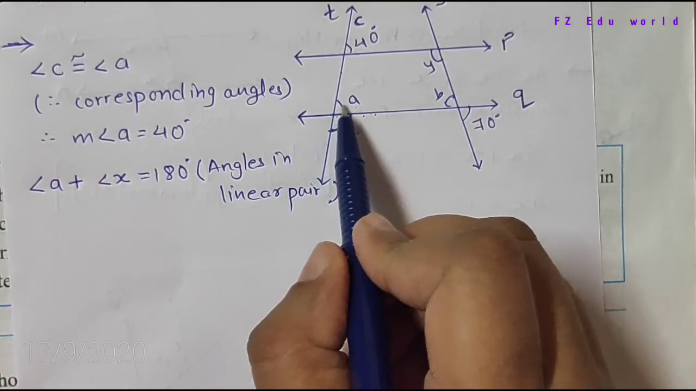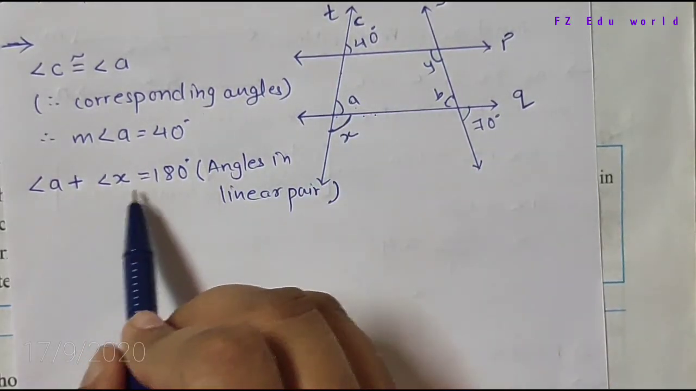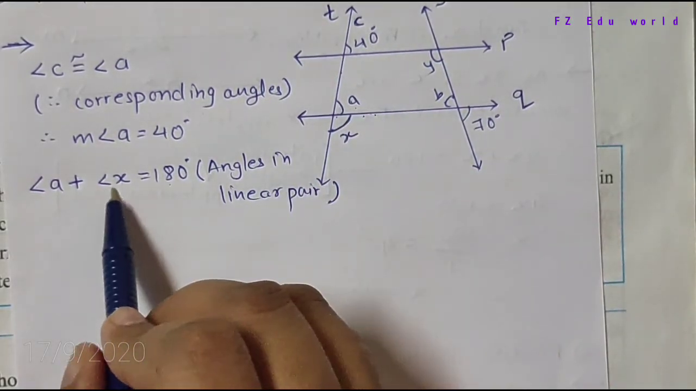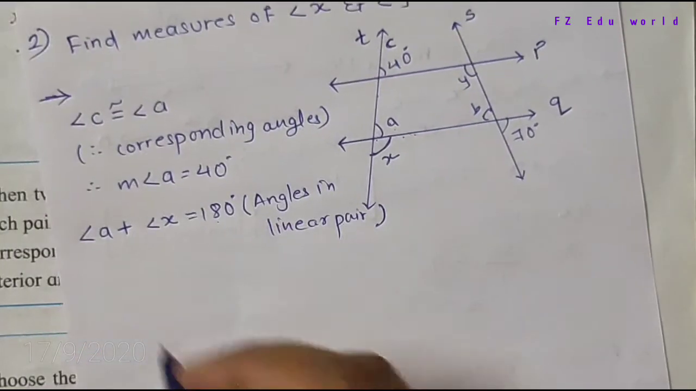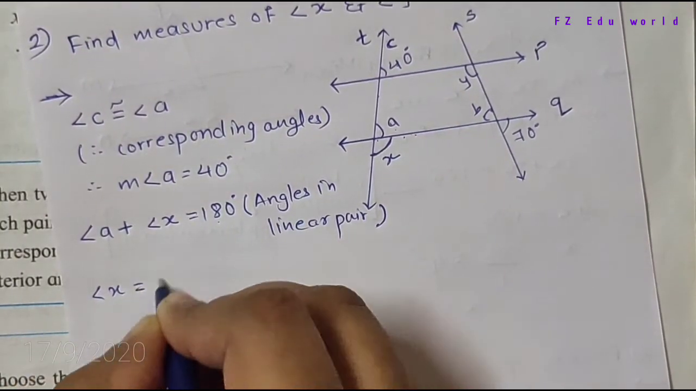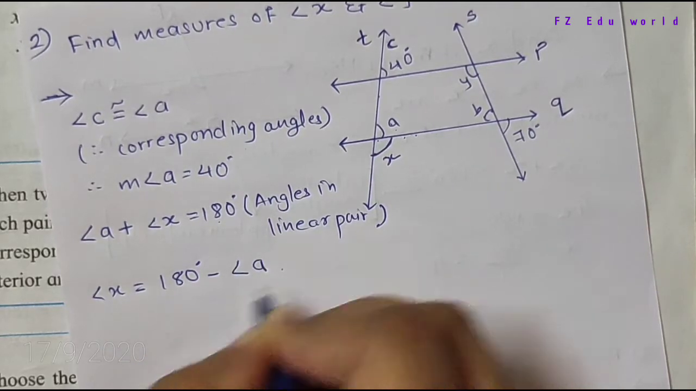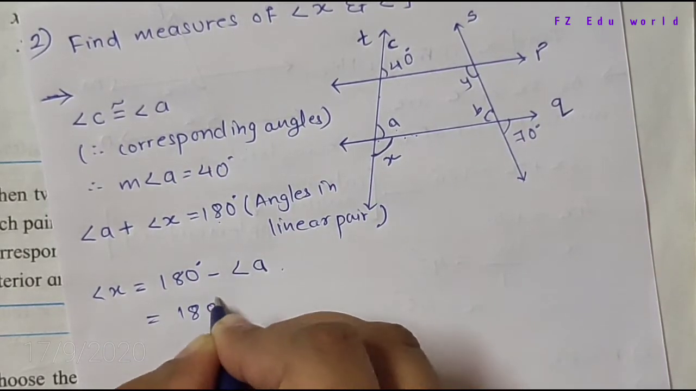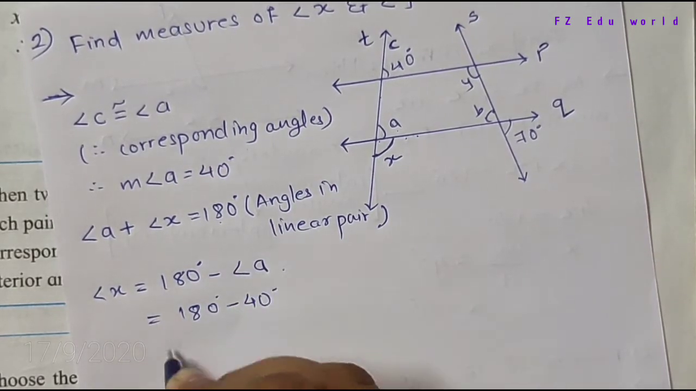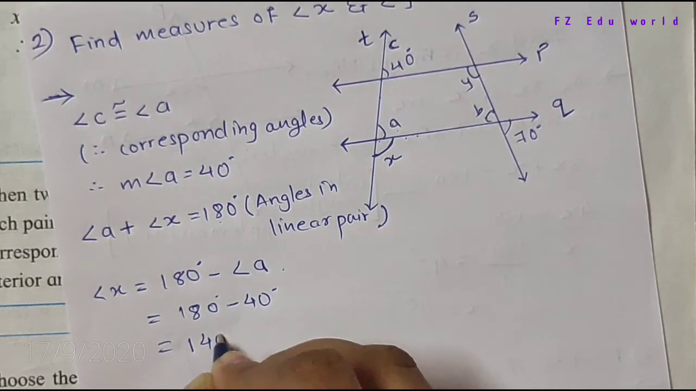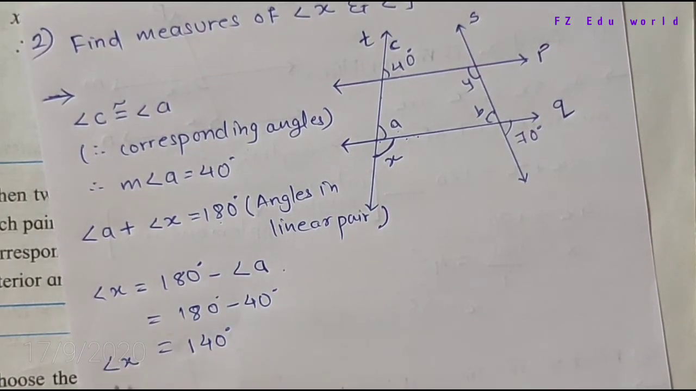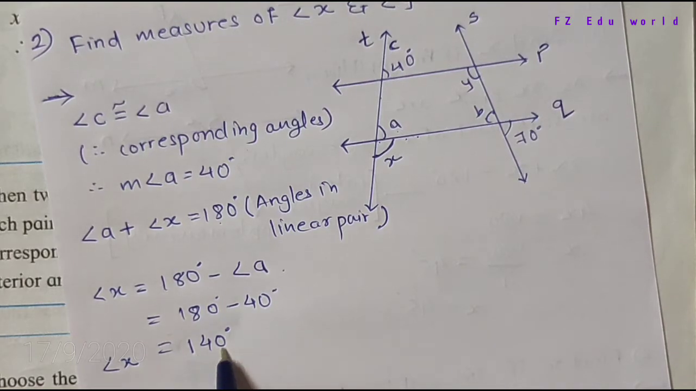Now we have this angle A as 40 degrees and this 180, so we can find the value of X. Angle X is equal to 180 degrees minus the measure of angle A, 180 degrees minus 40 degrees, which is 140 degrees. Now we have the measure of angle X, that is 140 degrees.